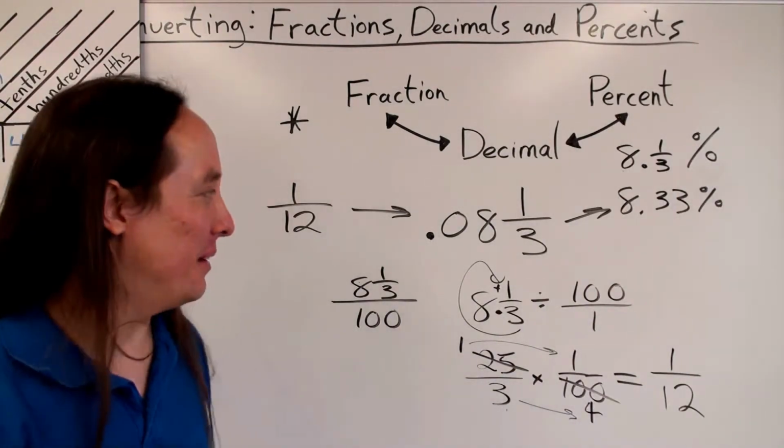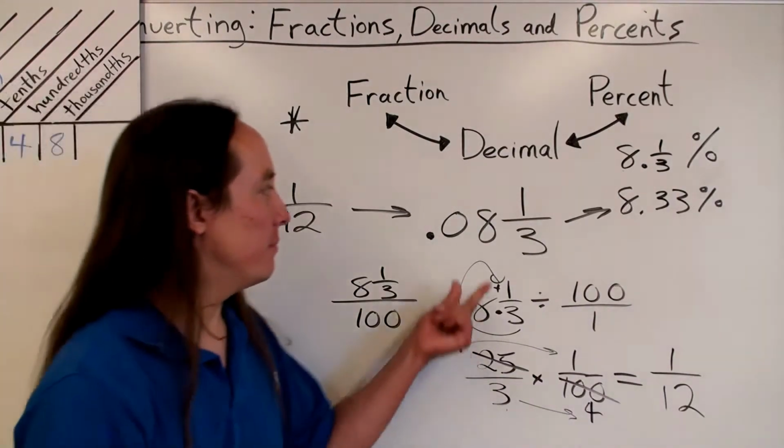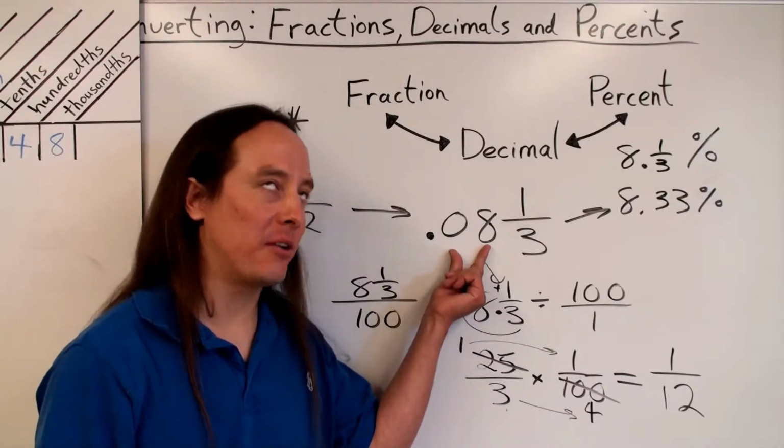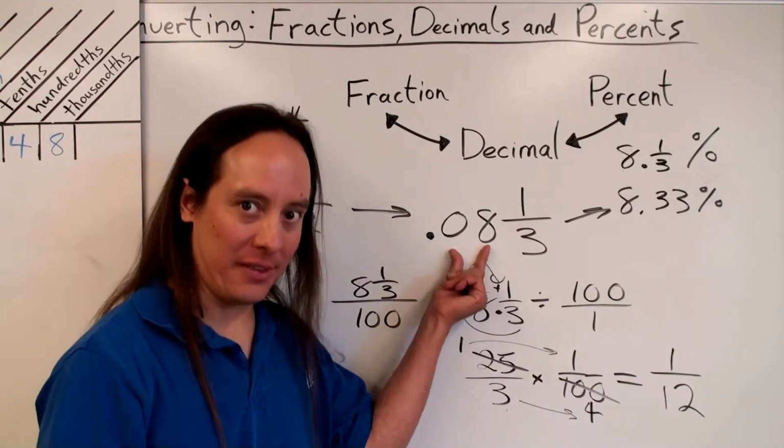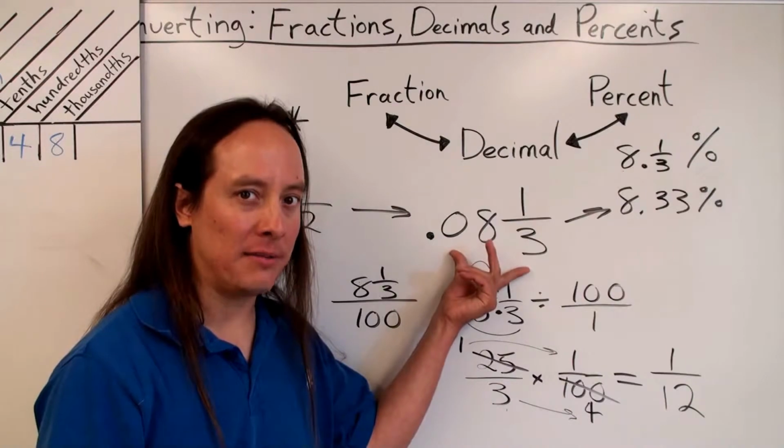Okay? So that's a tricky one. That's a really, really tricky one, okay? Just to repeat, this is 8 1/3 of 1/100ths, not 1/1000ths. The fraction does not hold place value.